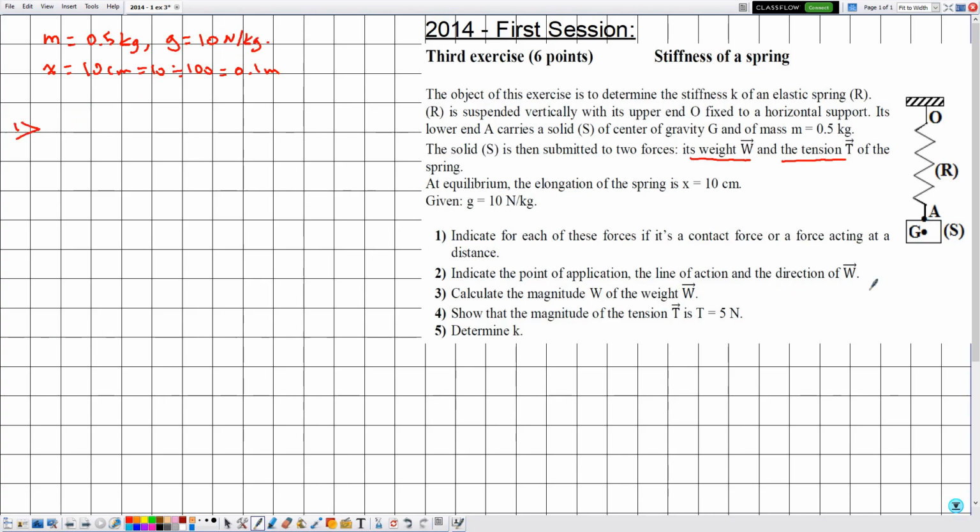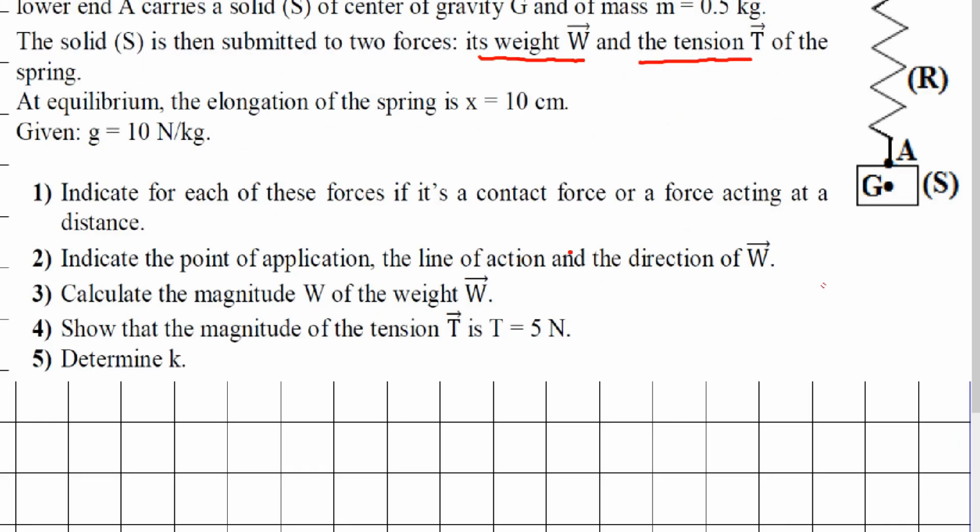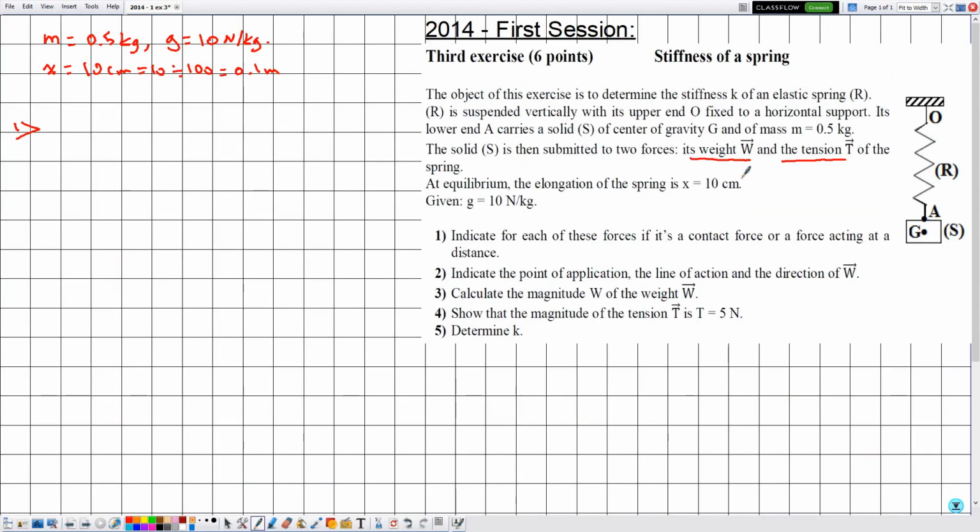Now in number 1, they are telling me to indicate for each of these forces if it's a contact force or a force acting at a distance. The forces are the weight W and the tension T. We know that the only forces that are action at a distance are the weight, electric and magnetic forces. Therefore, the weight W is classified as an action at a distance. All other forces are classified as contact forces, and in particular the tension T is a contact force.